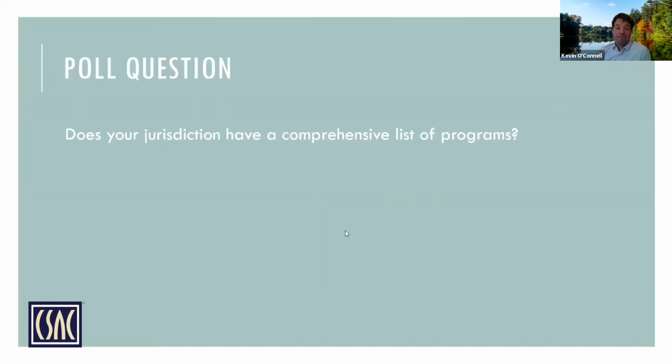So, poll question. Ryan's going to throw up a poll question here. Does your jurisdiction already have a comprehensive list of programs? I think 10 of the counties that have been working with us for a little while already have a pretty comprehensive list of things. We wanted to see who else is on the call, because you may have one and not know. So I'm curious what kind of familiarity there is with inventory in your counties.